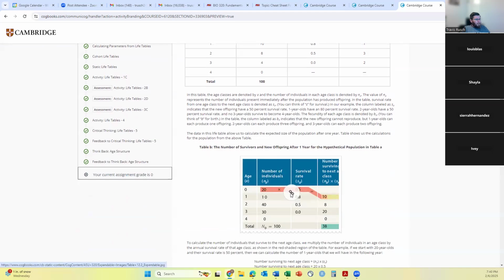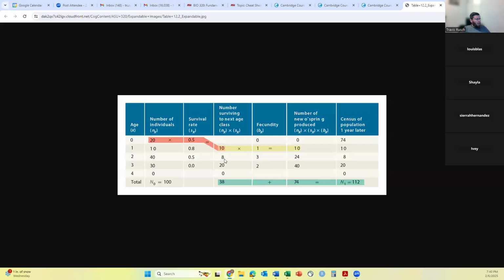Okay. And then this table kind of breaks down a little bit how we get some of these numbers. So to get the number surviving to the next class, like we talked about, that's just going to be the number of individuals at that class. So 20 individuals at age 0, their survival rate is 0.5, and that's going to be 10 that survive from 0 to 1. So this category here is the survivors from year 1 to year 2, or year 0 to year 1, however you want to call it.